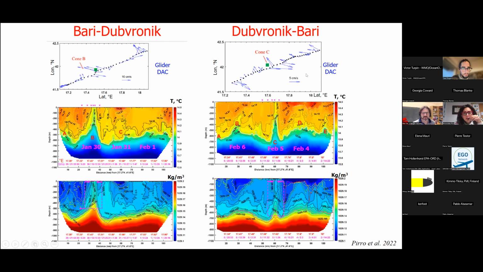On the way back, on your right, from Dubrovnik to Bari, cone A and cone B look like that, so they are almost gone, while cone C, which was forming on January 31st, on February 1st is fully developed. And on February 1st, in the homogeneous layer after 4 days, you see inside the start of the tilting of the isotherms, and so the formation of this cyclonic cone, in particular cone D and cone E.